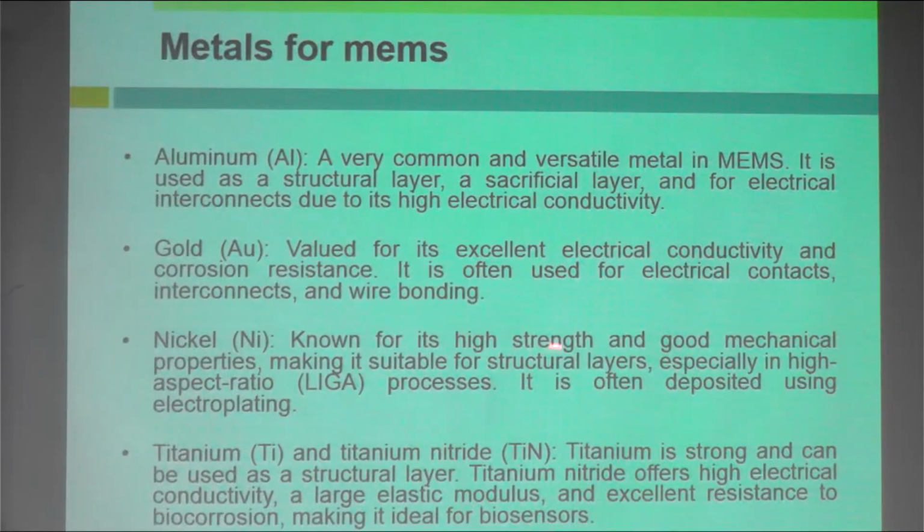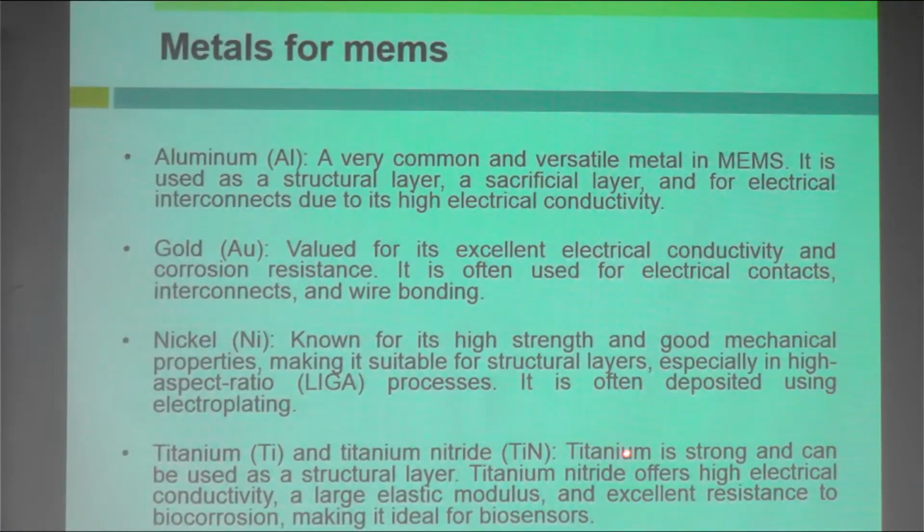And nickel, known for its high strength and good mechanical properties, making it suitable for structural layers, especially in high aspect ratio processes, and is often deposited using electroplating. So nickel is a very hard material, and it's used for structural design, but it also has high density. Because of the structural design, the deposition of nickel, if you want to make it into a structure with higher thickness, is normally done by electroplating. For gold, let's say, you use a different deposition process, such as CVD or evaporation, for example. But for nickel, it's quite common to use electroplating.